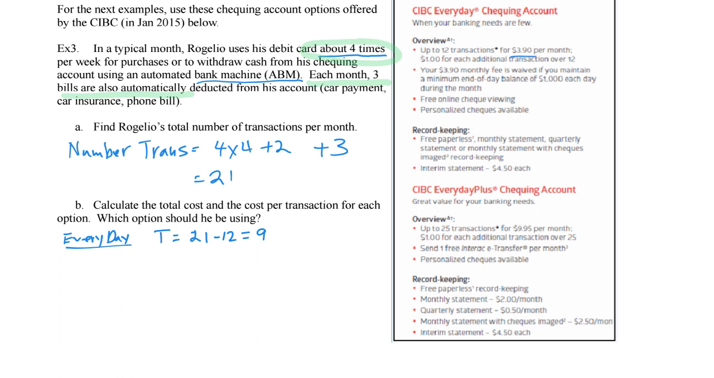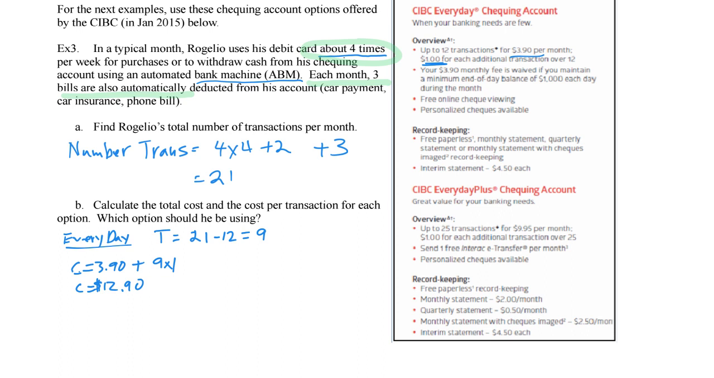And it said that the original cost per month was $3.90 for this specific everyday checking account. So the cost is equal to $3.90 plus 9, at $1 for every transaction, which gives us a total of $12.90. And that's the cost of actually using something like that for our banking.